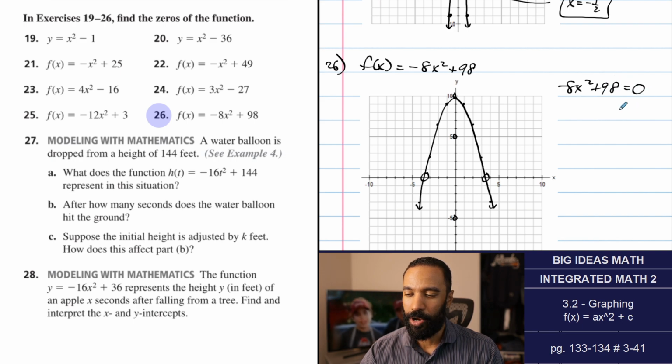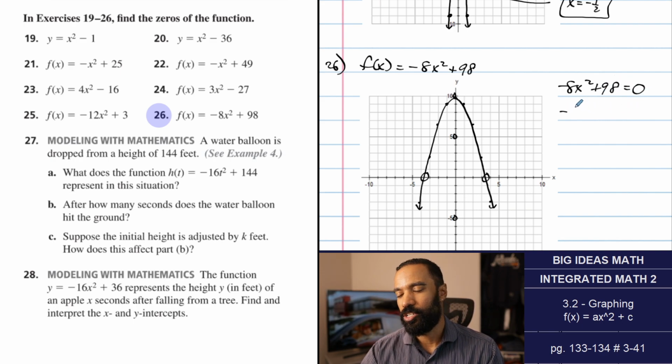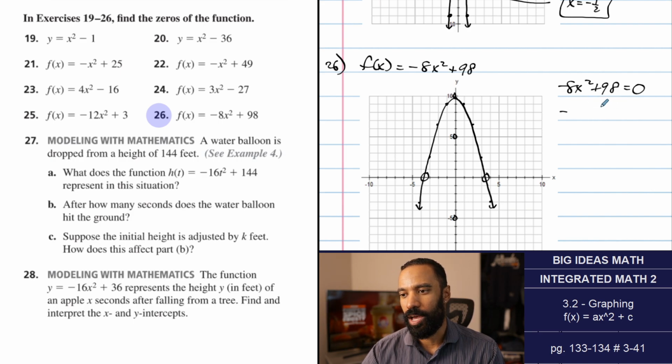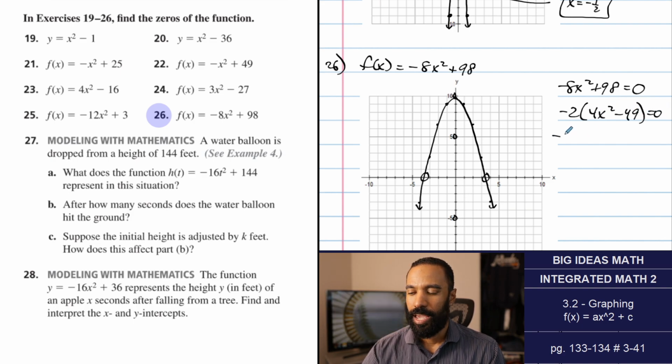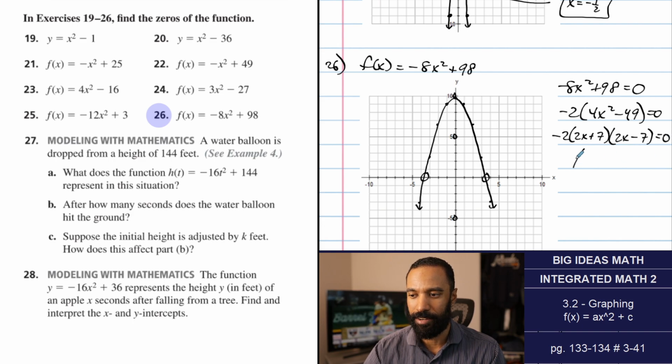98 equals 0. I can factor out as much as a 2, and I get 4x squared minus 49 equals 0. And that difference of 2 squares is 2x plus 7 times 2x minus 7 equals 0. So it looks like it will be 3.5 and negative 3.5.